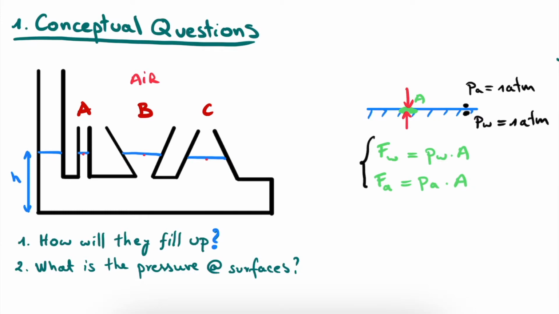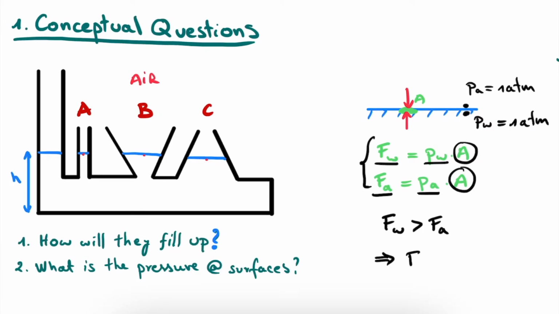Here, of course, we see a problem arising if Pw, the pressure in the water, and Pa, the pressure in the air, are different from each other. Since this surface is the same in both cases, this would imply that the force exerted by the water on this surface would be different from the force exerted by the air. For instance, if the pressure of the water were larger than the pressure of the air right above it, the force exerted by the water would be larger than the force exerted by the air. This, in turn, would imply that there would be a net force acting on this area right here.